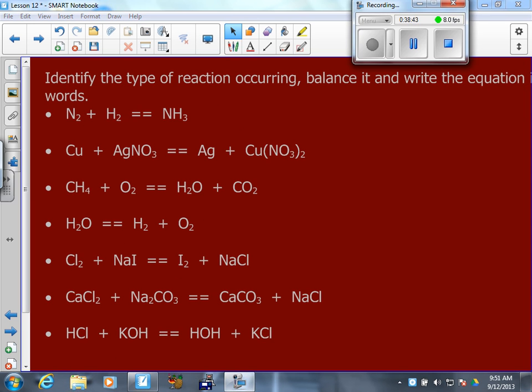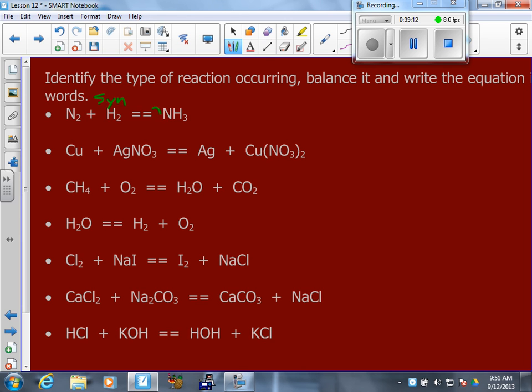So, what kind of reaction is the first one? Synthesis, right? We've got 2 elements reacting to form a compound. So this is a synthesis reaction. I need to balance it. Now, I've got 3 hydrogens over here, and I only have 2 over here. What's the lowest common multiple of 2 and 3? 6. So I make sure that I have 6 on both sides, because that's the only way it will balance.